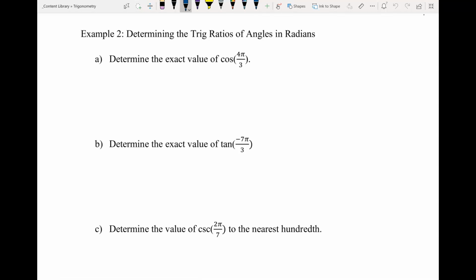Welcome to our next lesson where we're going to determine trig ratios of angles in radians. So in the last video we just introduced what radians are, and they are a different way of expressing angles, just like degrees. So now we're going to apply exactly what we've learned before for exact values in degrees, but now it's going to be in radians.